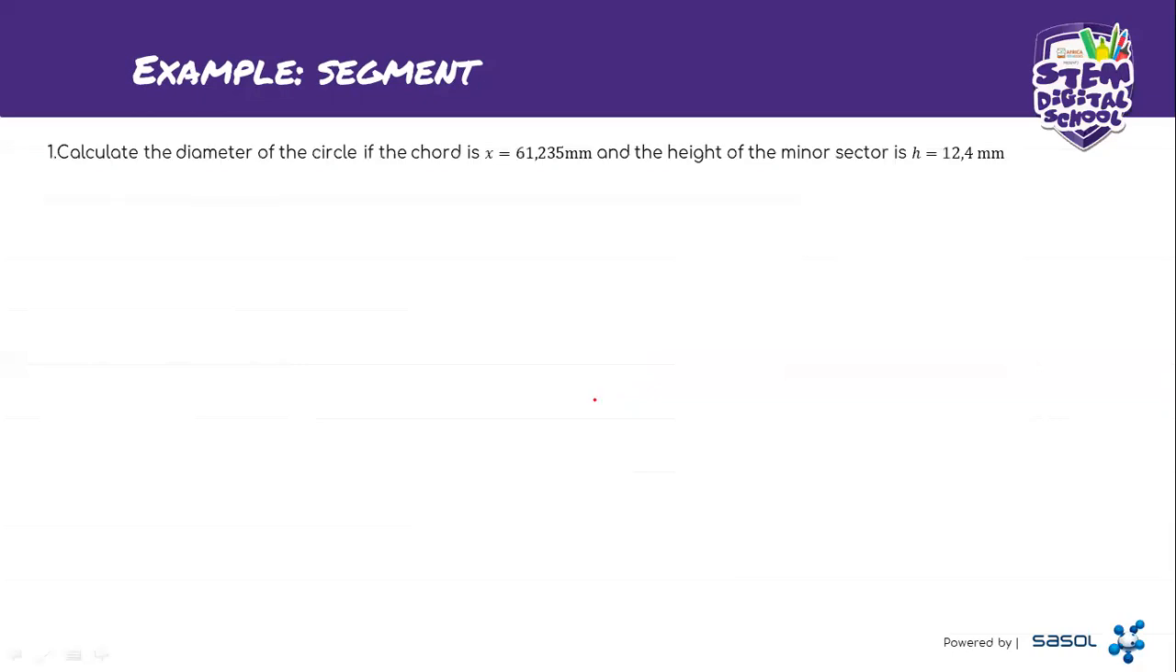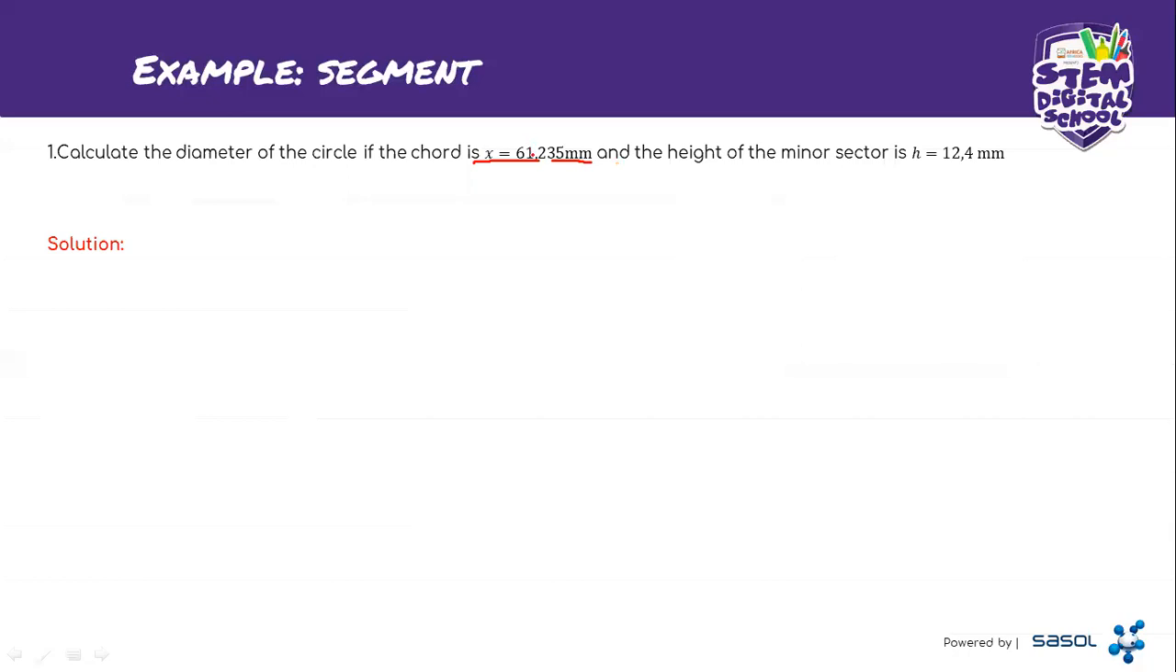Let's get an example on how we calculate the segment. Now the first question, it says calculate the diameter of the circle if the chord is 61,235 millimeter and the height of the minor segment is 12.4. It's very important to underline what we have so that we can know which one we need. Remember from our formula there we had D, H and X. It's only three elements: D, which is diameter, H, which is height, and X, which is the length of a chord.